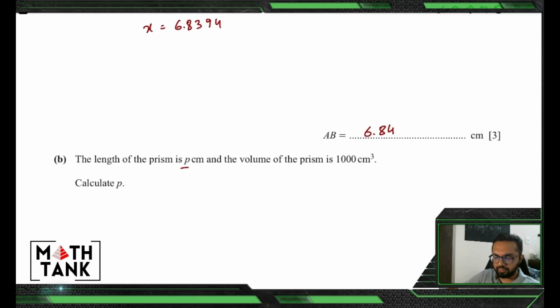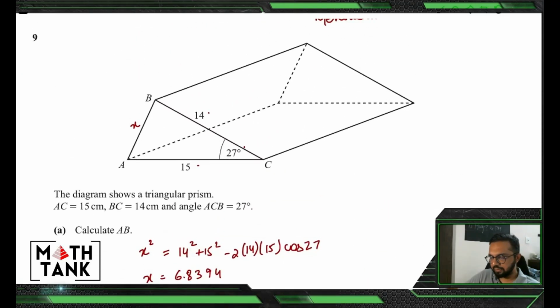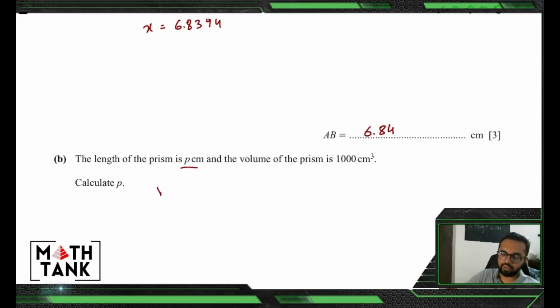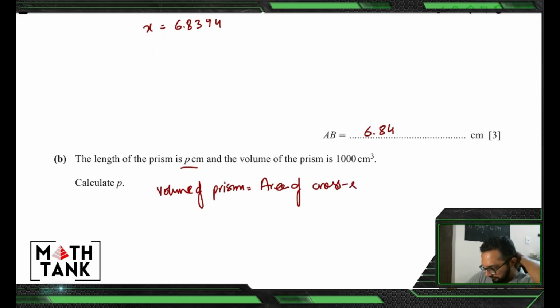Then it says the length of the prism is p centimeters. So this is p centimeters, it's in the length. And the volume of the prism is 1000. Calculate p. What is the volume of a prism? The volume of a prism is, I write it as area of cross section into height or length. Let's call that length in this case. The volume of the prism is given as 1000. What is the area of the cross section?